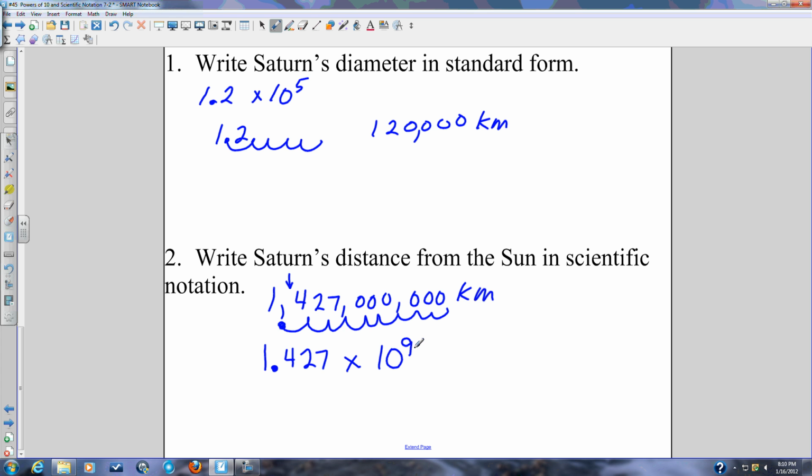Okay, so there's some examples of scientific notation and powers of 10.